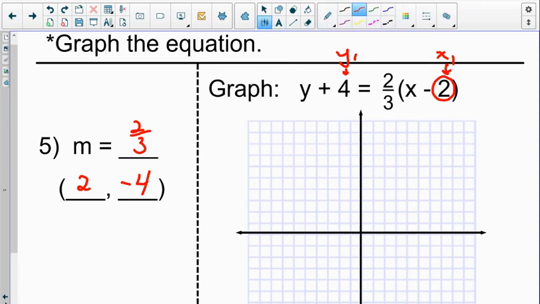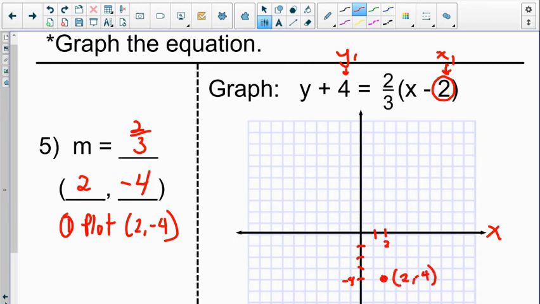Now let's take a look at graphing. So the first step in graphing is plot the point. Okay, so we want to plot 2, -4 on the graph. Now that's not rise over run, it's not slope, it's just plotting points. So we always plot the x coordinate first, which is 2, and the y coordinate second, which is -4, and I'm just showing a visual here. We're going to the right 2 and down 4. That is the point 2, -4.